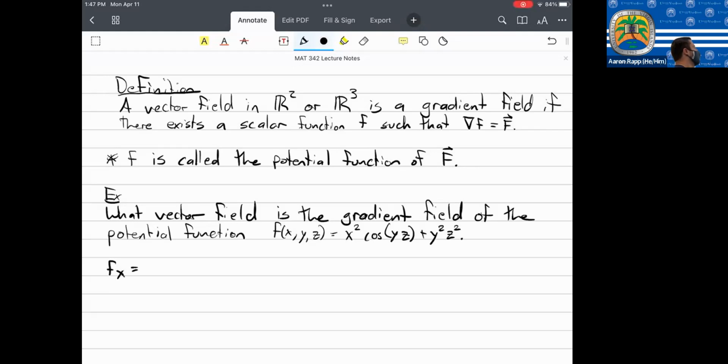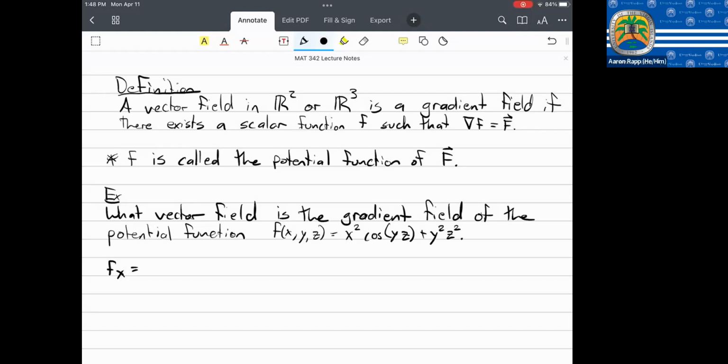So what's the partial with respect to x going to be? Well, just like with integration, if I'm taking the derivative with respect to x, I hold what constant? Y and z. So I have an x squared times a cosine of yz. So cosine of yz is considered a constant. So it's just the derivative of x squared times a constant plus the derivative of y squared z squared. And y squared z squared is just a constant. So split the derivative up into two parts.